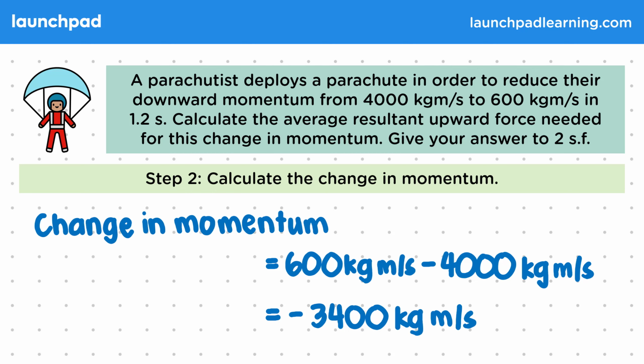Notice we got a negative value here. This is because the resultant force would be directed opposite to the parachutist's motion, so this force is causing the momentum to decrease. Since the question specifies the direction of the force, we can just stick with positive values from here to make things easier.